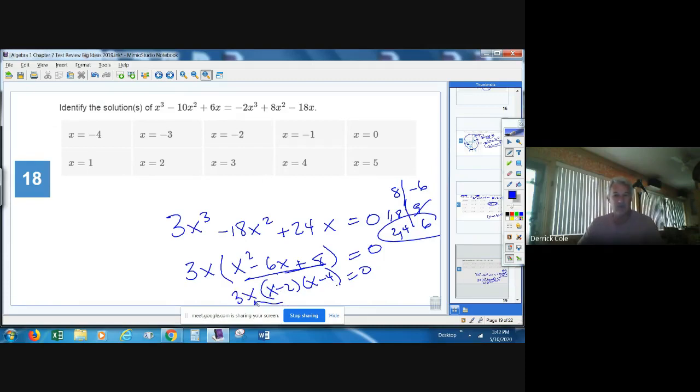All right, so if I got a variable slammed up next to a parentheses, it's 0. X minus 2 equals 0. I'm going to add 2 to both sides, so x equals positive 2. X minus 4 equals 0, so I got to add 4 to both sides, so x equals 4. Bada bing, bada boom, bada bang.